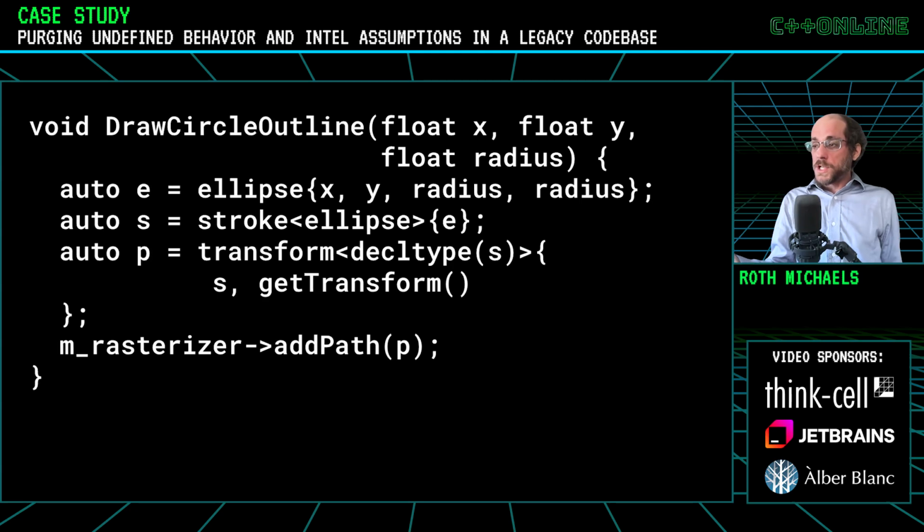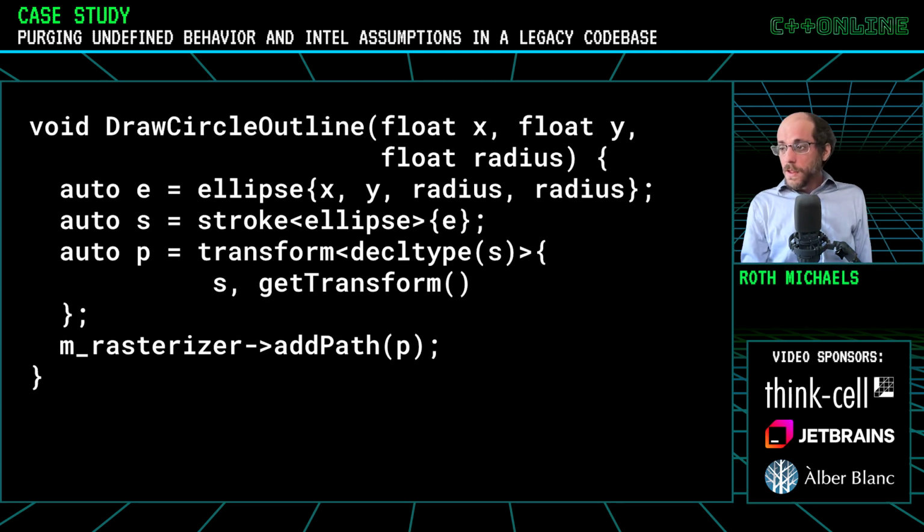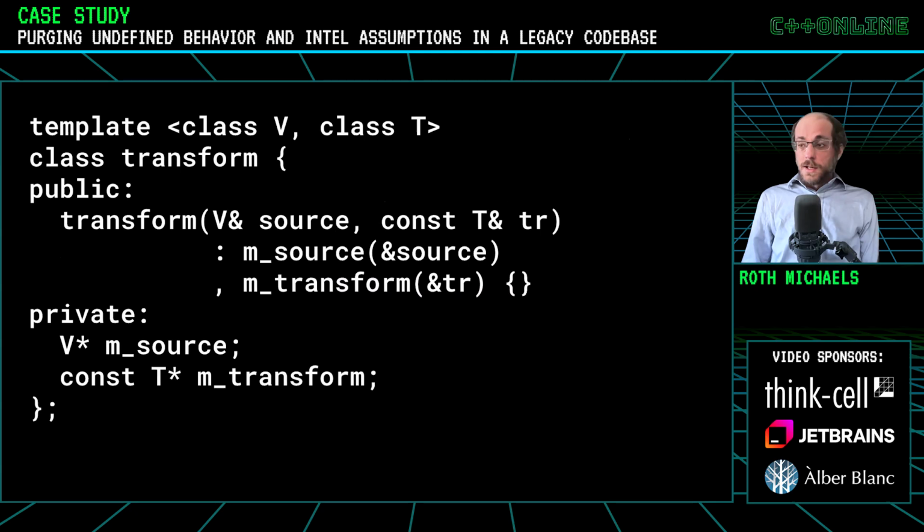We make a stroke object from that ellipse, and then we apply a transform to that ellipse to actually position it at the right place on screen by applying that get transform to our stroke and creating this transform object. And then we add that transform as a path we can add to the rasterizer for drawing. And so this get transform, this is the source of what the undefined behavior was.